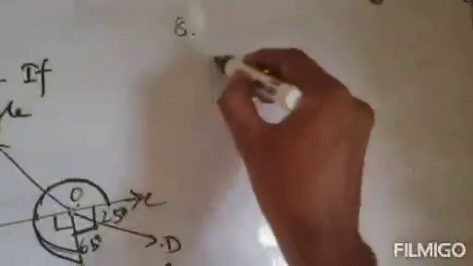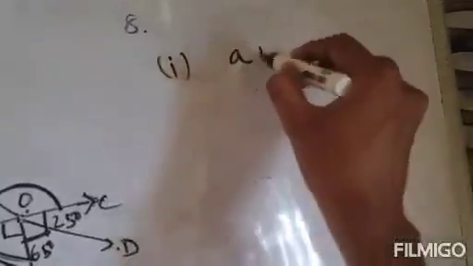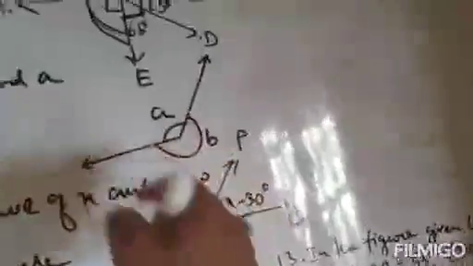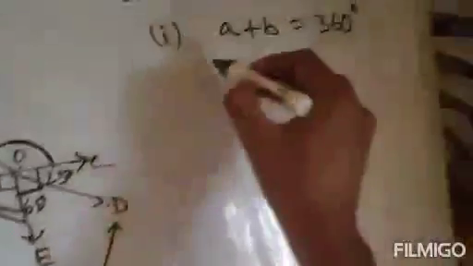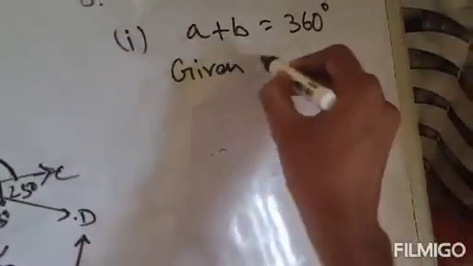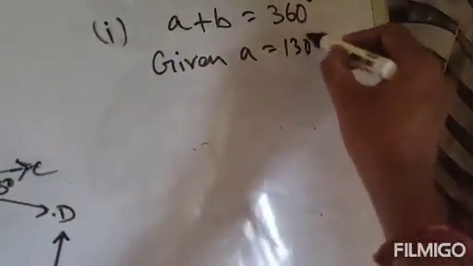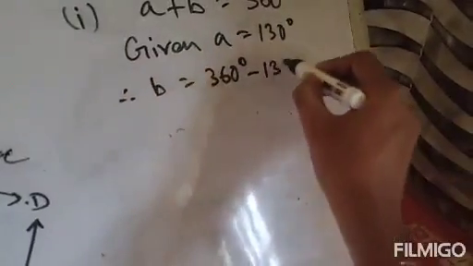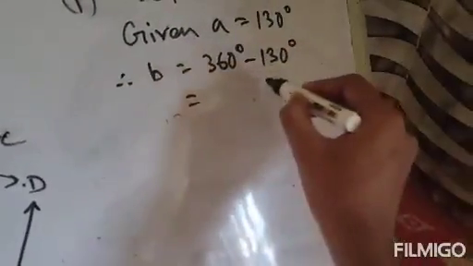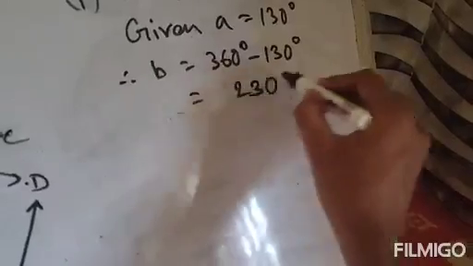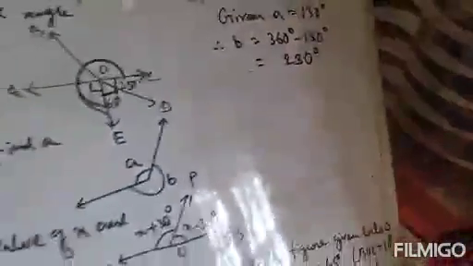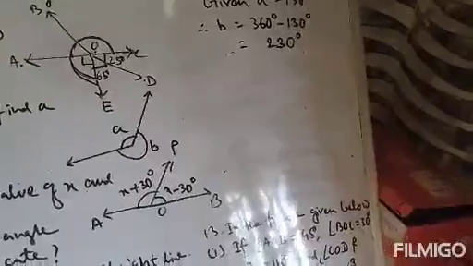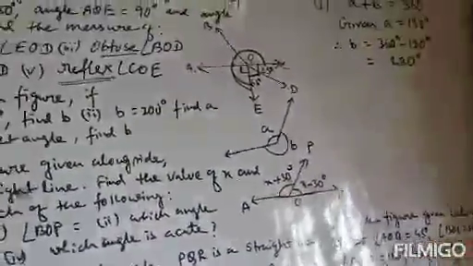So question 1: A plus B is 360 degrees because it is a complete angle. Now A is given as 130 degrees, therefore B will be, if you subtract 130 degrees from 360 degrees, you can easily get the value of B. So B is 230 degrees.